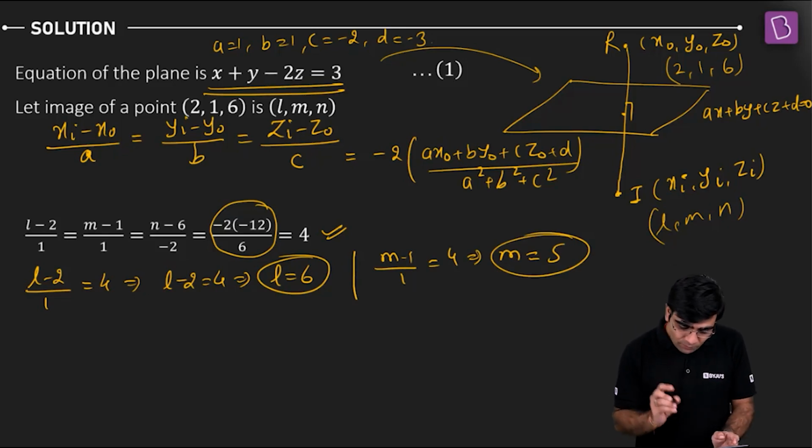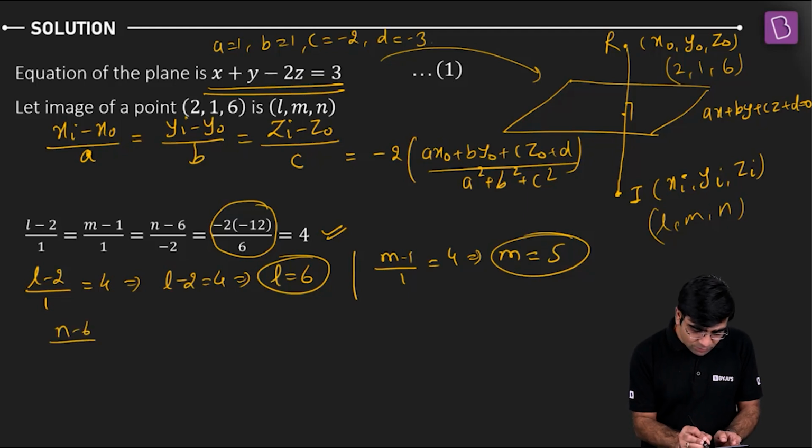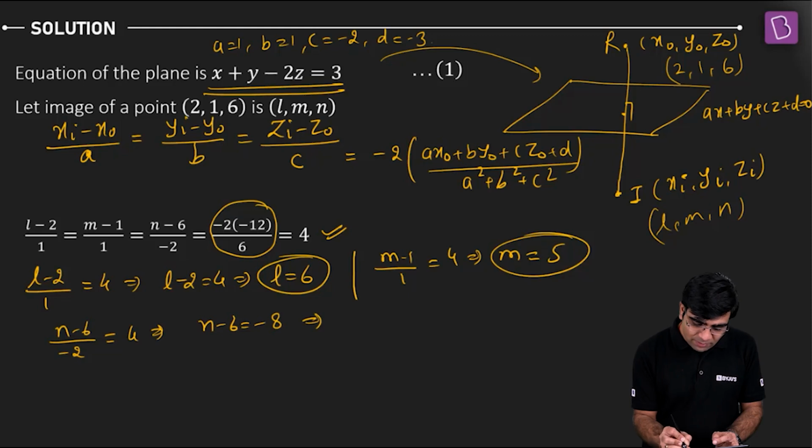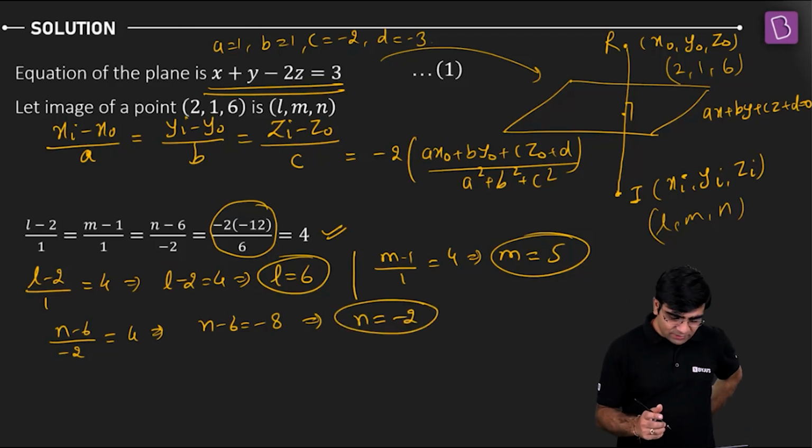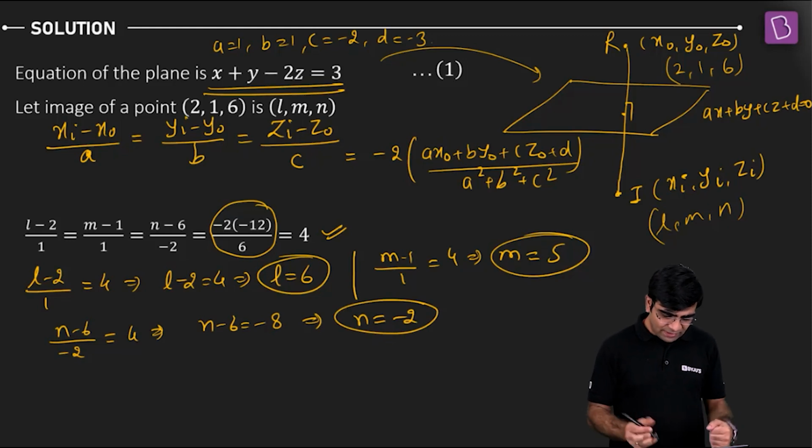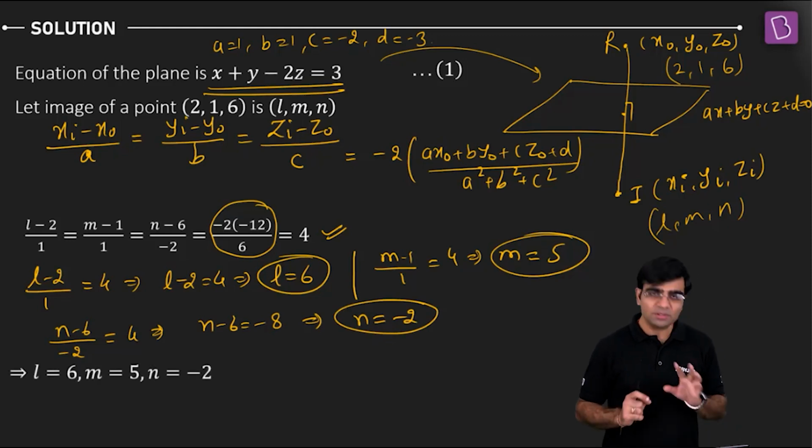Then again, if I go for the last one, we have (n minus 6) divided by minus 2 equal to 4. That gives me n minus 6 is equal to minus 8, which implies that n is equal to minus 2. So I have L as 6, M as 5, N as minus 2. So my L, M, N becomes this.